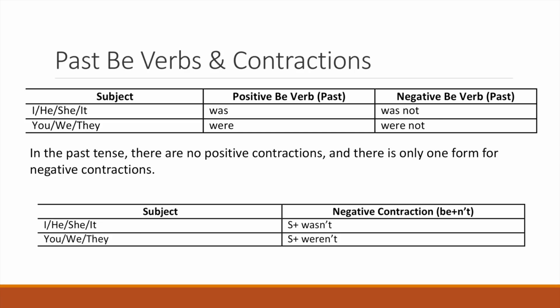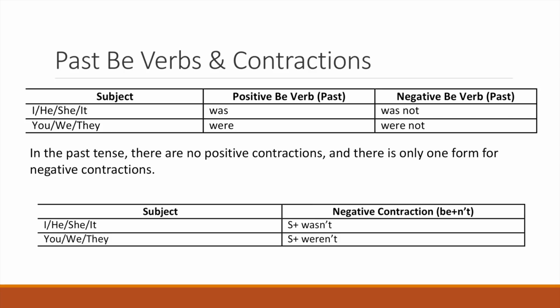To form the past tense of the be verb, we have two forms. Again, the subject of the sentence will determine which form we use. If I have subjects I, he, she, or it, we use was or was not to form the negative. If I have subjects you, we, and they, we use were or were not.